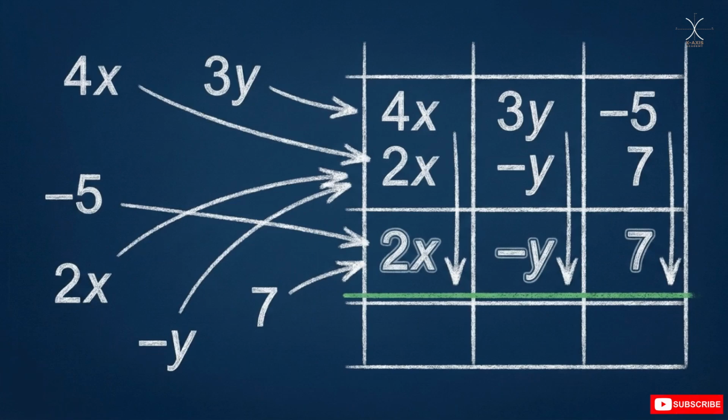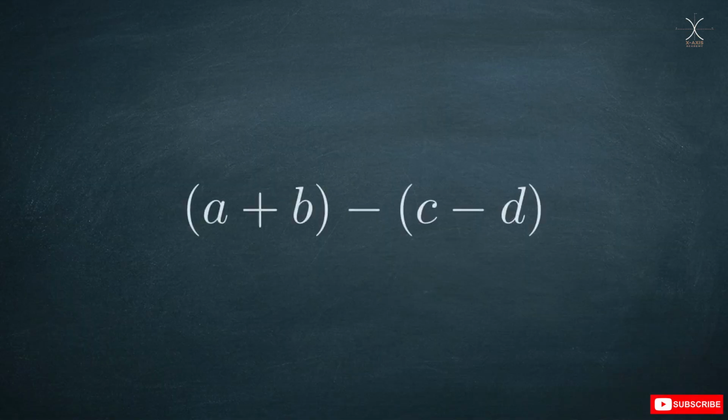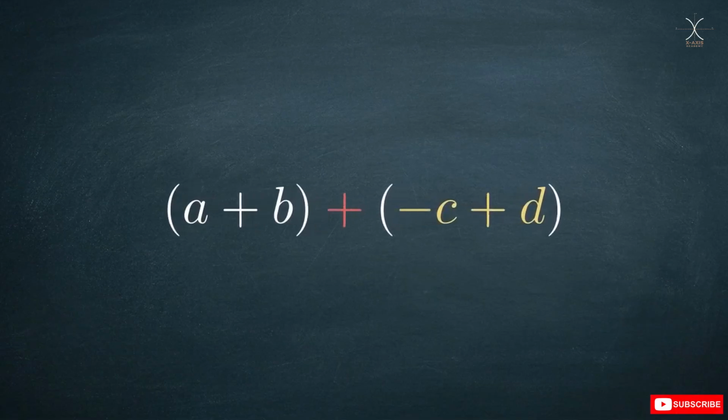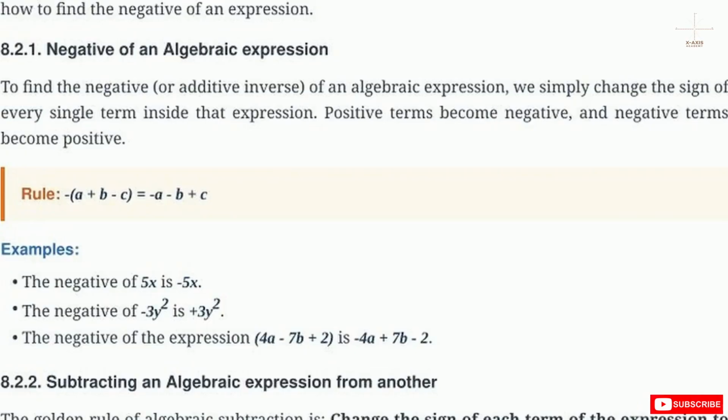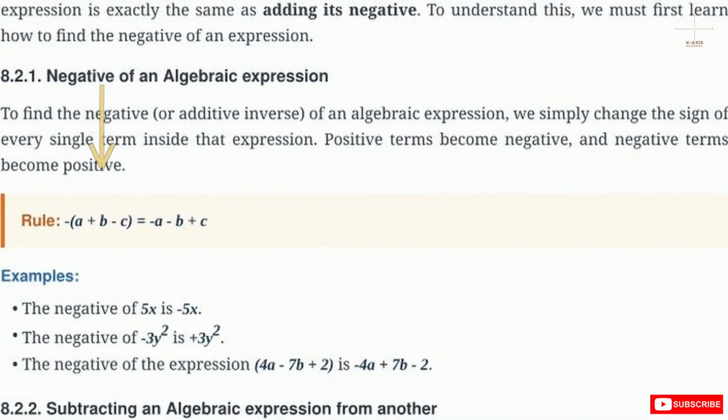Subtraction in algebra relies on a specific mechanical logic. Subtracting an algebraic expression is exactly the same as adding its negative. To subtract correctly, you must change the sign of every single term inside the expression being subtracted. As this rule shows, a positive becomes negative, and a negative becomes positive.